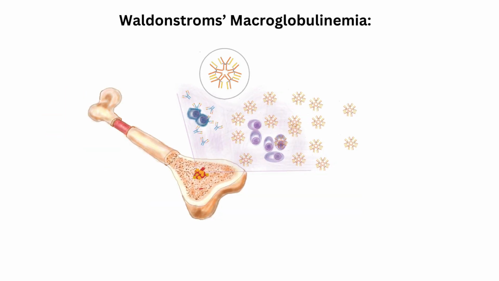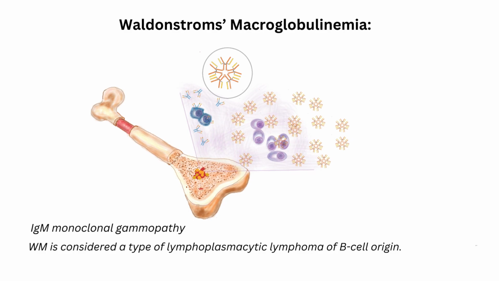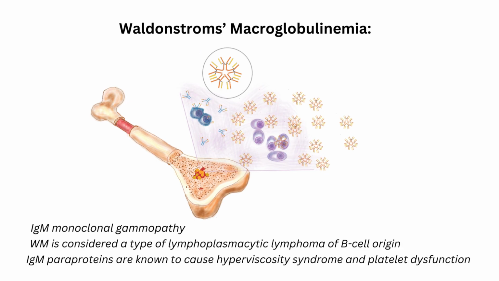A few notes about Waldenstrom's macroglobulinemia. It is a monoclonal gammopathy with IgM clonality, but it is not considered a type of multiple myeloma. Rather, it is considered a type of lymphoplasmacytic lymphoma of B cell origin, with paraproteins known to cause hyperviscosity syndromes and platelet dysfunction.